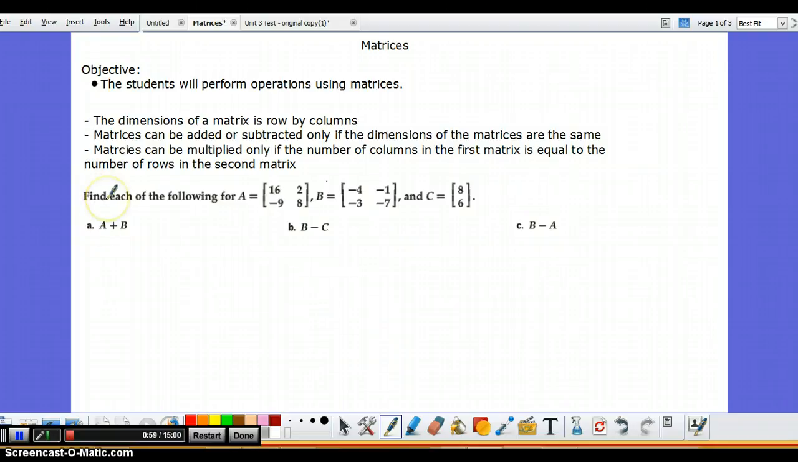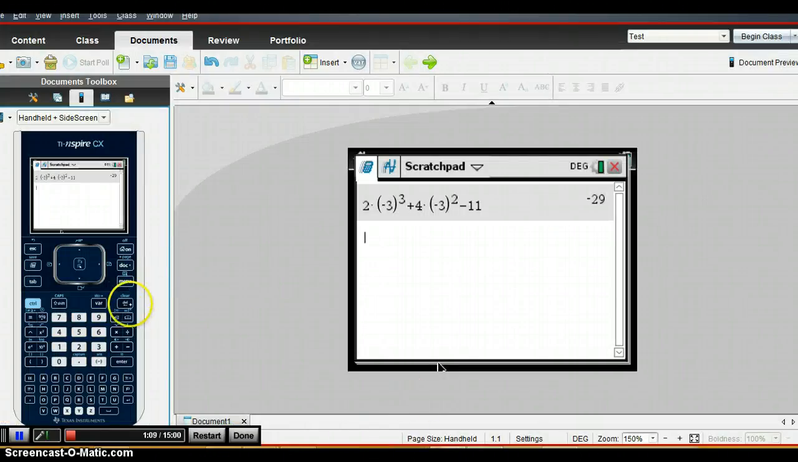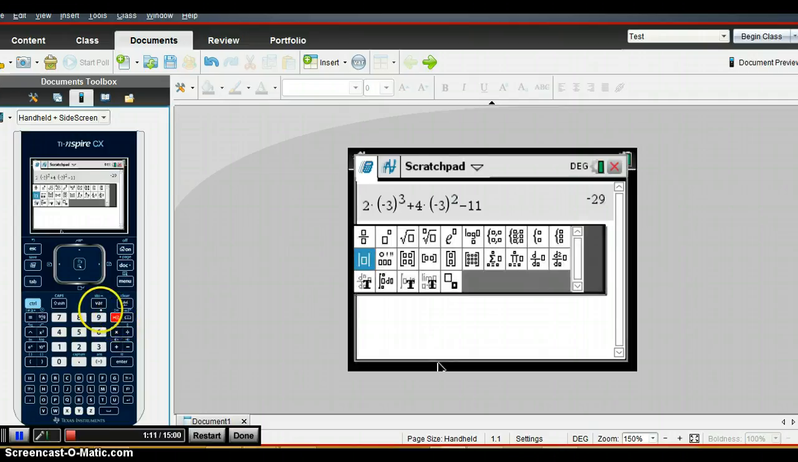All right, so we want to find each of the following for A equals this, B equals this, and C equals that one. So we're going to add A and B first. Let's go to our calculators. If you open up this one here, again, it's the one next to the book. It has a 2 by 2 here, a 1 by 2 here, a 2 by 1 here, but you probably want to use this one. This is the one that you can adjust to be whatever you want it to be.